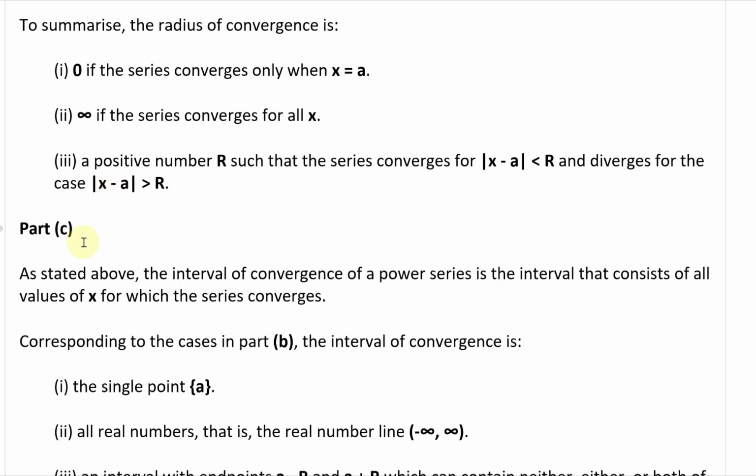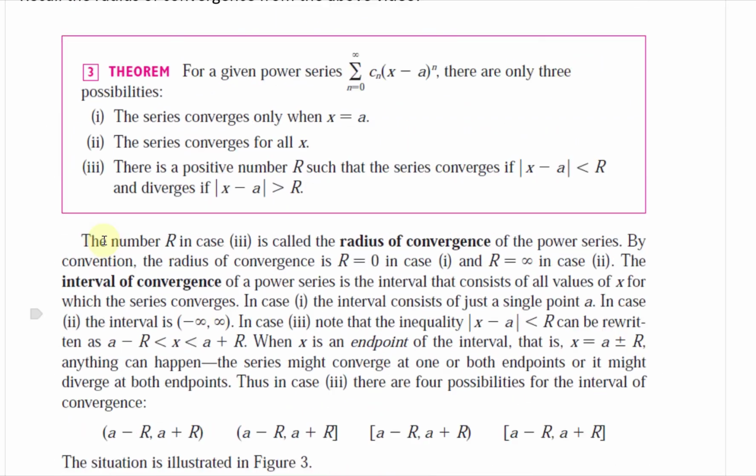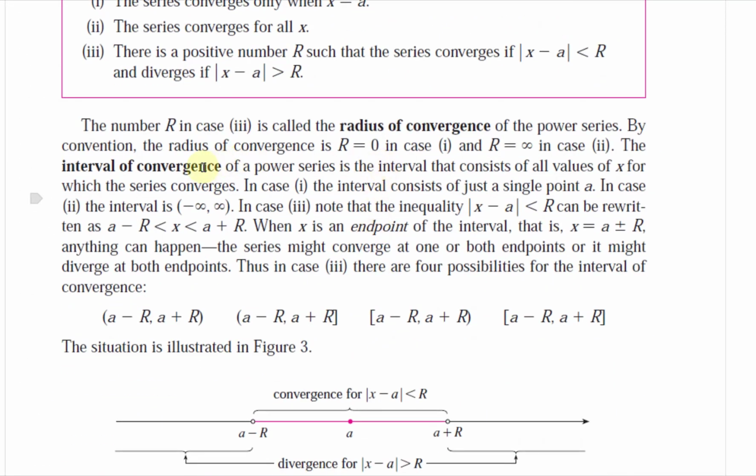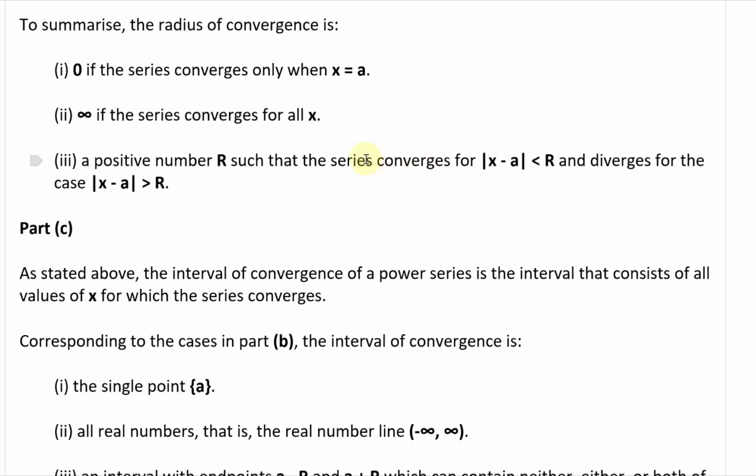All right, very interesting. And now let's look at part C again. Part C was about the interval of convergence. So what is the interval of convergence of a power series? So we went over that. That's just all the values in that interval for which the series converges. And it's this setup over there. But let's just go over it further.